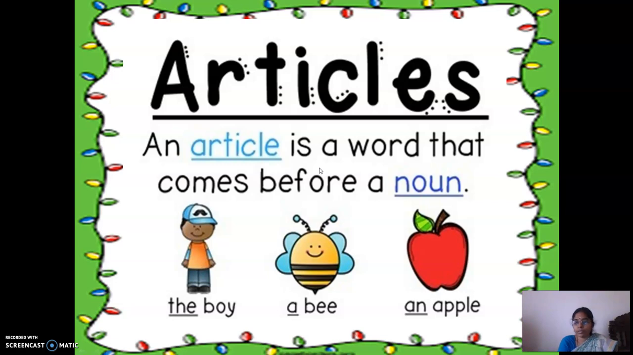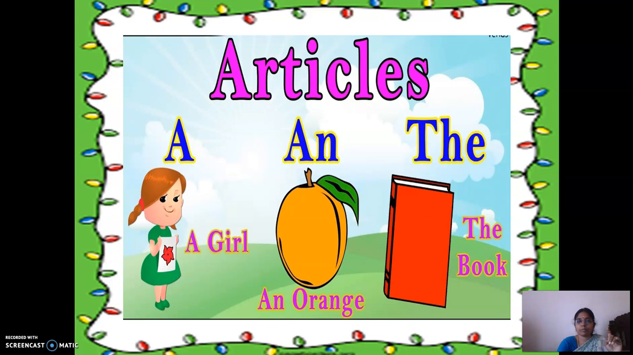Whenever you are using a noun, before the noun you have to add a or an or the, and sometimes no article will come. So where you have to use a, where you have to use an, where you have to use the, and where you should not use any article, that is what we are going to learn in this session. Right? Shall we, dear? Articles play an important role in your English grammar.